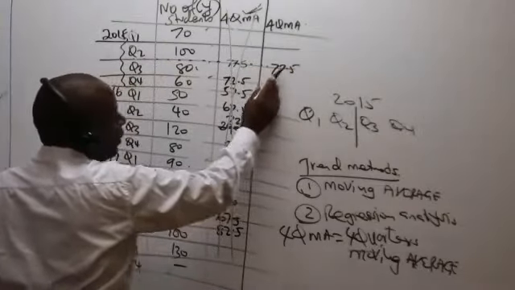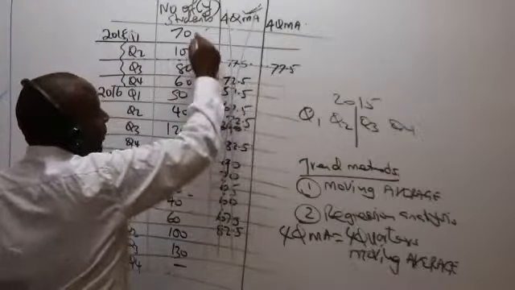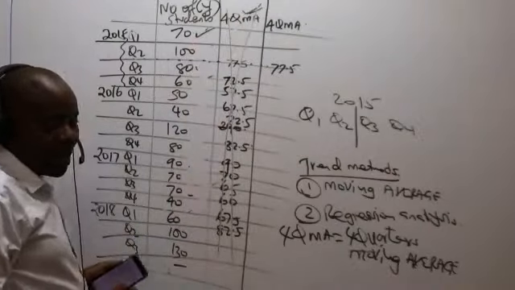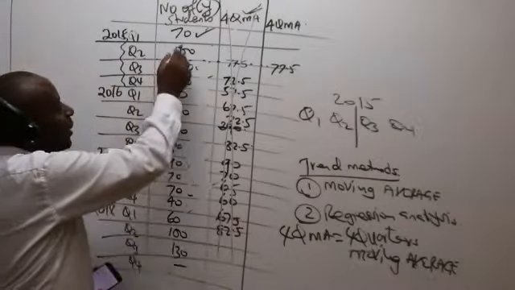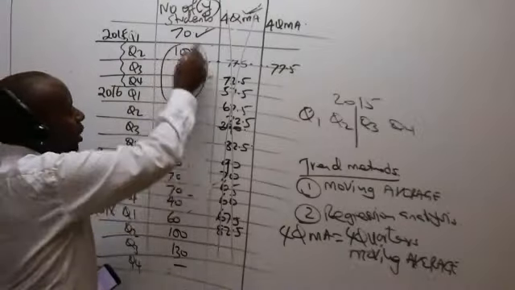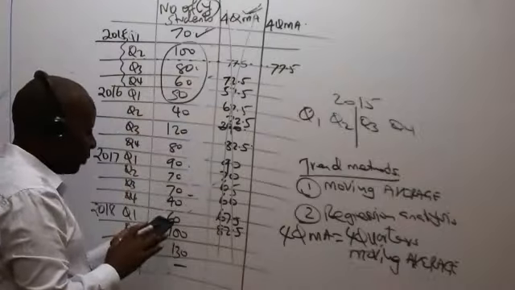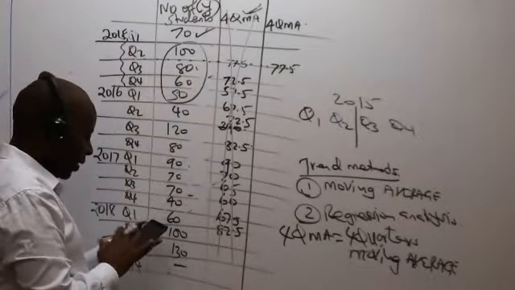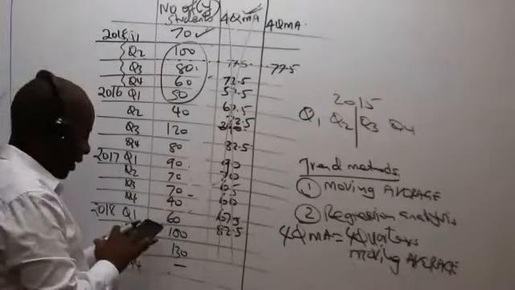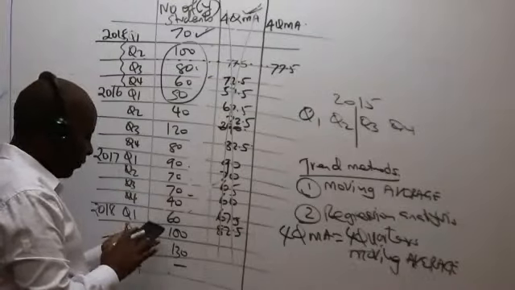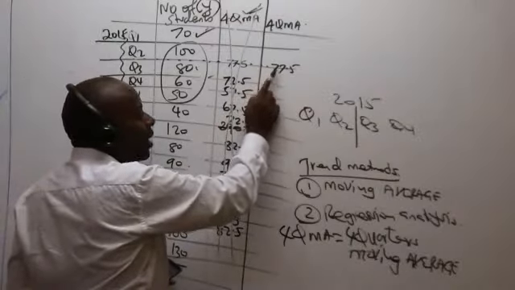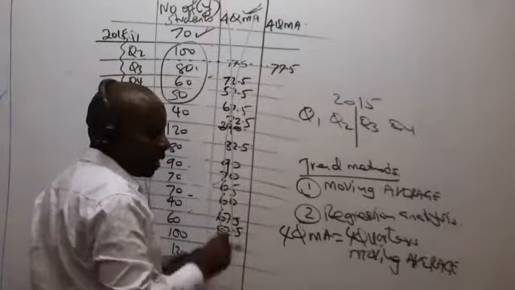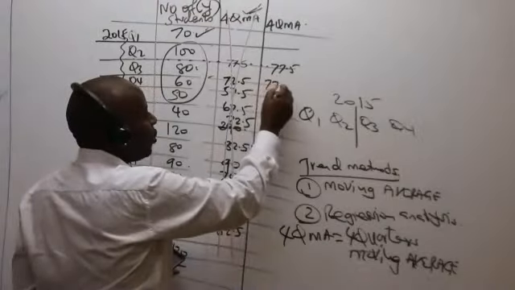Every time I get a moving average, I must tick the topmost figure. And then we move on, which means we take the next 4. So we have 100 plus 80 plus 60 plus 50, equals, divided by 4, which gives me 72.5. Remember, if the first figure is a hanging one, all the others here will be hanging. So we have here 72.5.